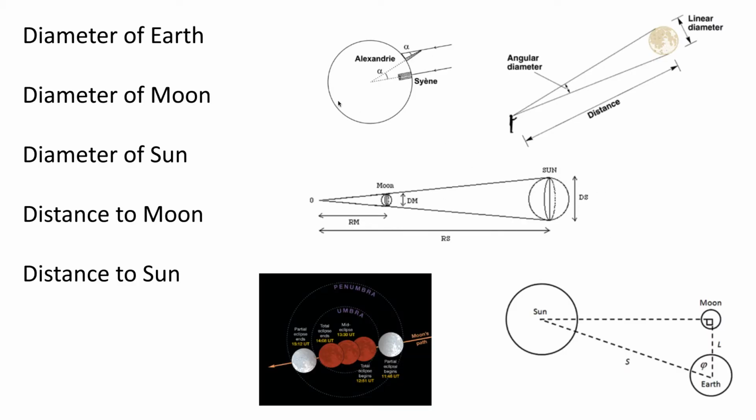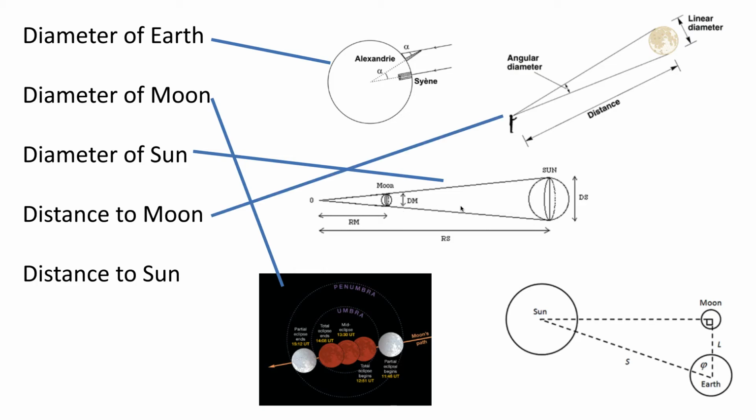So, summarizing, how do we get these 5 measurements? Diameter of the Earth comes from this method right here, measuring the difference in angle of the sun between 2 locations on Earth. Diameter of the moon comes from measuring the time taken for the moon to move through the Earth's umbra. Diameter of the sun comes from knowing the diameter of the moon and being able to say, well, look, it's 400 times further away, therefore it's 400 times bigger than the moon.